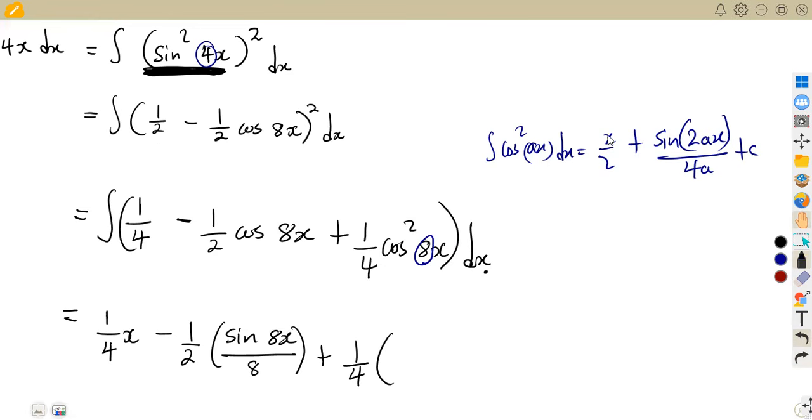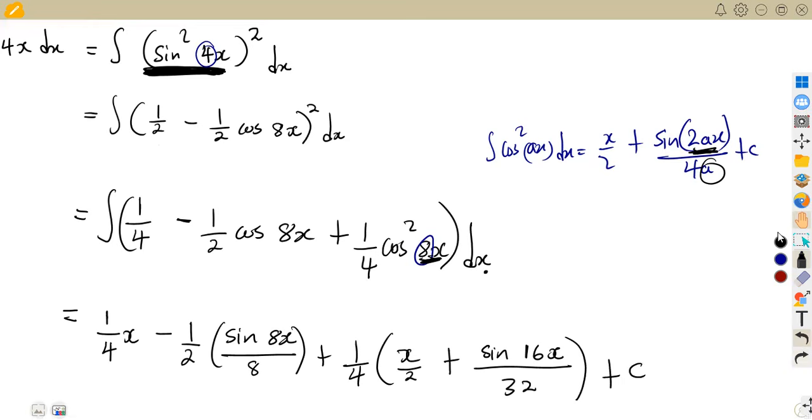So the formula is stating that if we integrate this, we're supposed to get x over 2 plus, it changes to sine 2ax, meaning we multiply 2 times ax, which is 2 times 8x. 2 times 8 is 16. So that will be sine 16x over 4a, that is 4 times our a. Our a is 8, so this is 4 times 8, which is 32. So that's it, plus the constant of integration.